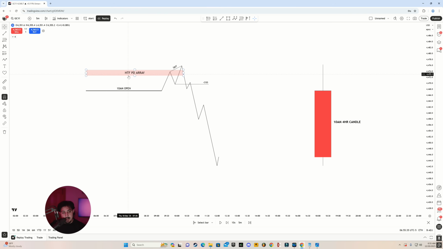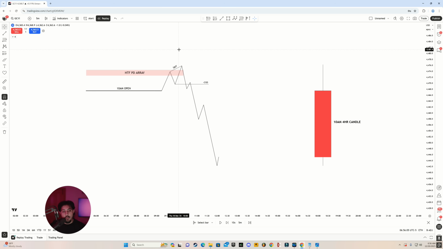So SMT inside a higher time frame PD array, we have the 10 a.m. open, right? And ideally, you want to be sellers above the 10 a.m. open, right? And you want to be buyers below the 10 a.m. open. When price is above the 10 a.m. open, it is considered to be in a premium, right? And if price is below the 10 a.m. open, it is considered to be in a discount. So good buys can form below the 10 a.m. open, and good sells can form above the 10 a.m. open.